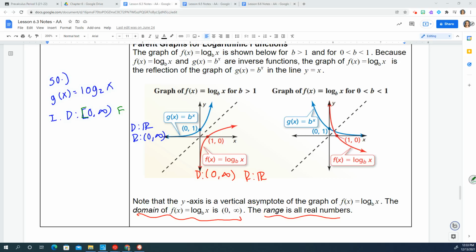All right, the next one says the range is negative infinity to infinity, and that's the same as all real numbers. The range is negative infinity to infinity. That means all real numbers. So that's true.